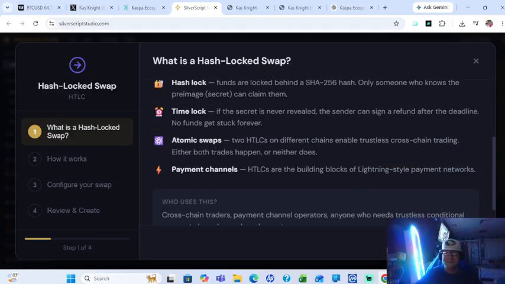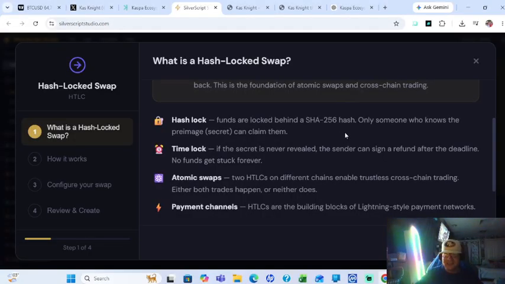Hash locks: funds are locked behind a SHA-256 hash. Only someone who knows the pre-image secret can claim them. So if you don't give it up, they're not going to come out. And there's a time lock, there's atomic swaps, and there's payment channels.